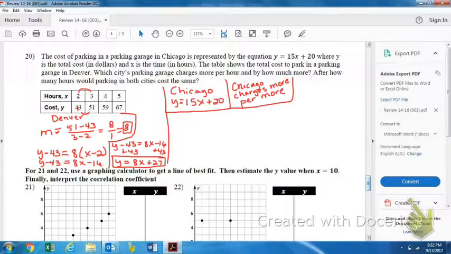Okay, the next thing, it says by how much more? It's $7 more. It's 15 minus 8. So Chicago charges more per hour, and that would be $7 more.